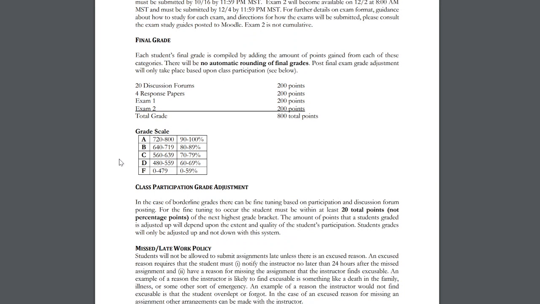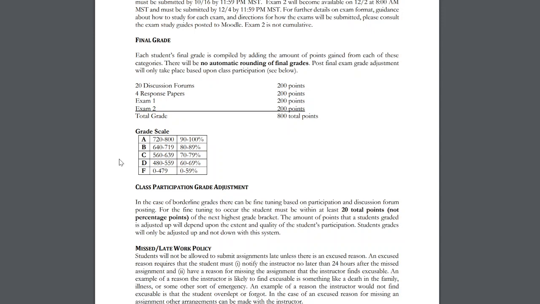So one question you might have is, let's say I have a borderline grade, right? So I have a grade that's close to, let's say, an A, but it wasn't quite there. I was still in the B range. Will I be rounded up? So the answer to that question is there is no automatic rounding, right? It's not the case that if you're close, I'll just automatically bump you up, but your grade can be bumped up based on your participation.